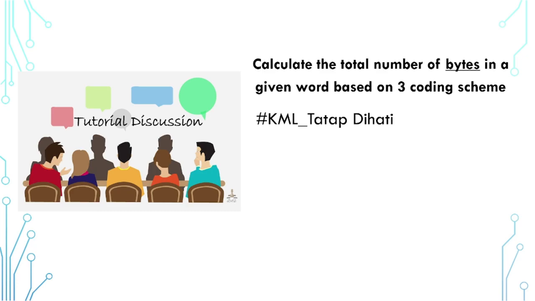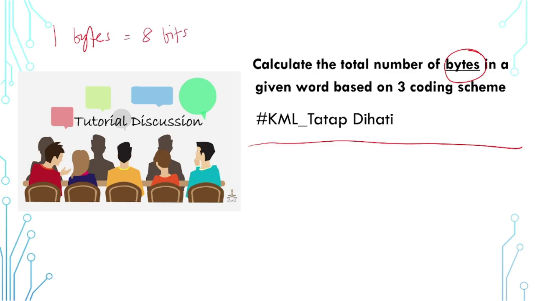Ha, ini contoh lagi. Calculate the total numbers of bytes. Bytes pula. In a given word based on three coding scheme. Tadi bits. Ini bytes. Okay. Kalau kita belajar pada chapter 1.2 tu. Dia kata apa? One byte. Okay. One byte equal to 8 bits. Okay. And then one byte ini actually dia adalah one character. One byte itu dia refer one character.